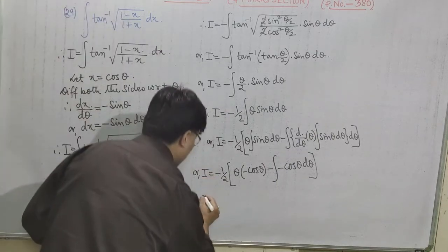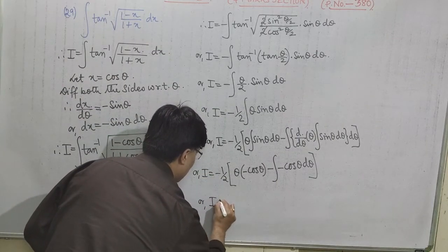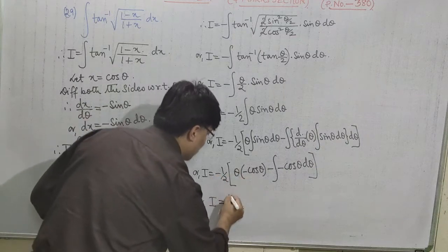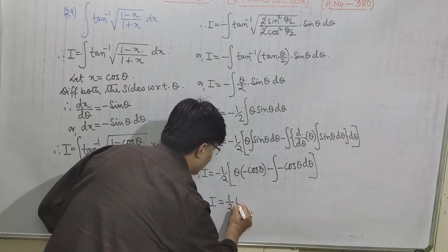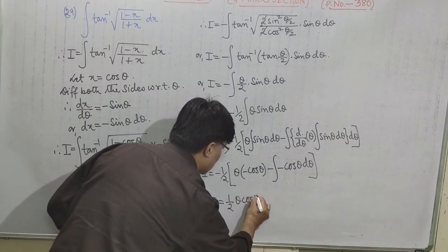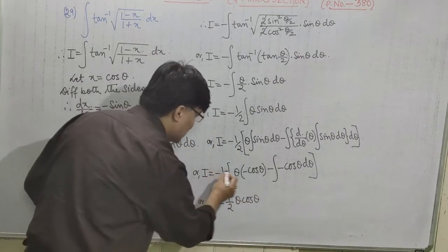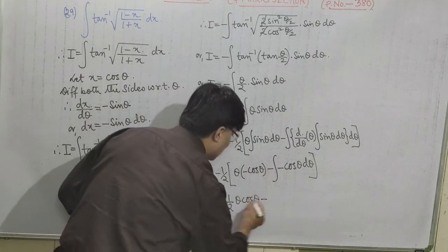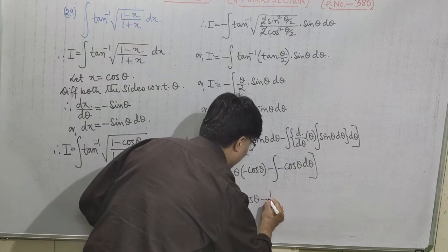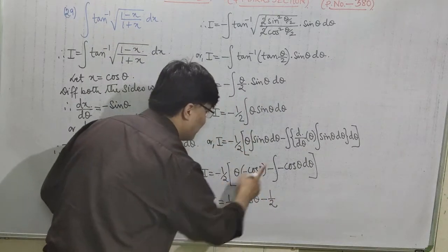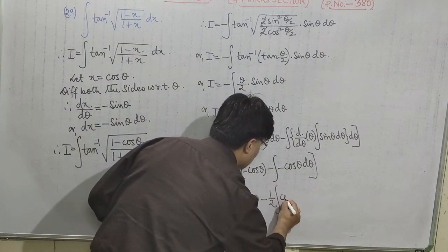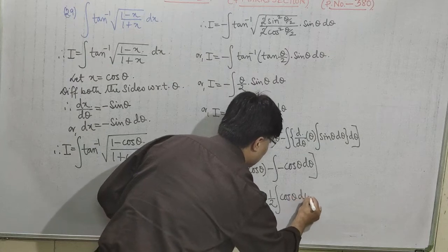So now multiply by minus half here. So I is equal to this minus into minus plus half theta cos theta, right? Minus into minus is plus, plus into minus is minus. Then you should write half. So this is half integration of cos theta d theta.